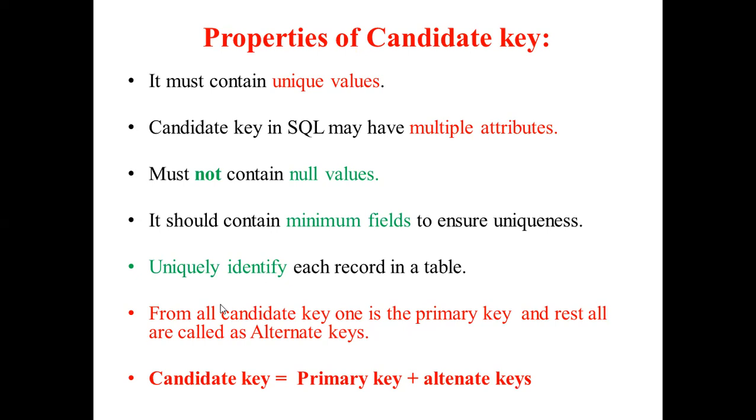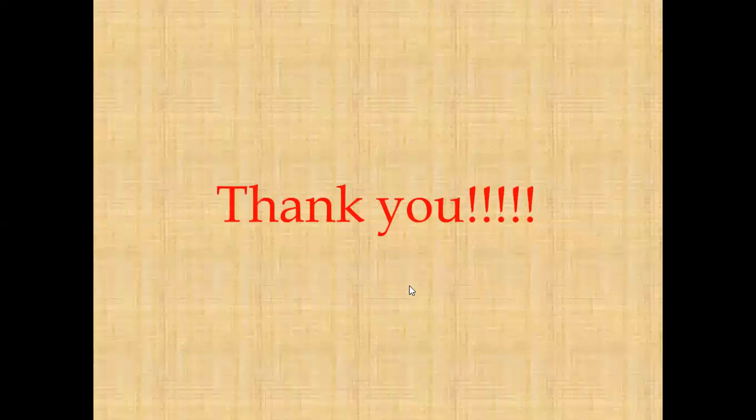From all the candidate keys, one will be chosen as a primary key. The rest of all, which are eligible to become a primary key but are not chosen, are called alternate keys. So together we can say the candidate key is formed by the combination of the primary key and alternate keys. This is all for today's session about the candidate key.